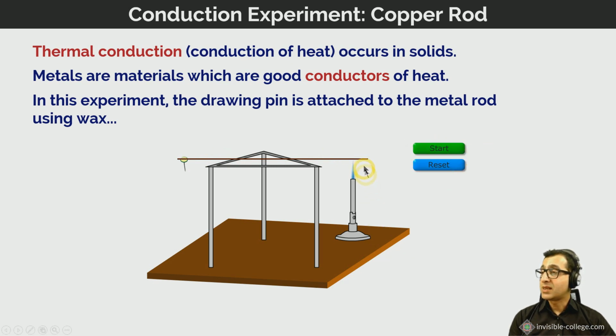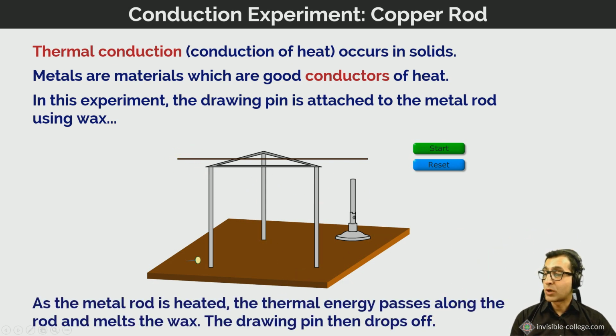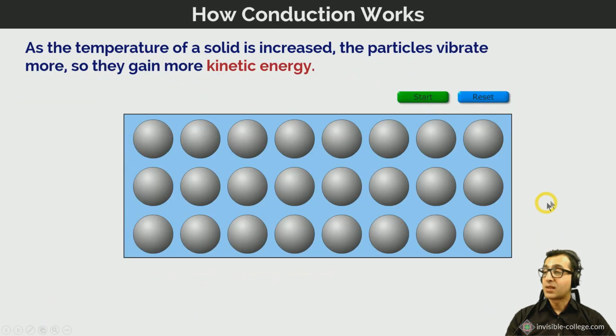So we start the heating, and the thermal energy which is being added to the particles at this end will be transferred by conduction to the point where the thermal energy will increase at this end, which will be enough to melt the wax to cause the drawing pin to eventually fall off. Now, the way that this works in terms of the actual motions and the arrangements of the particles is like this.